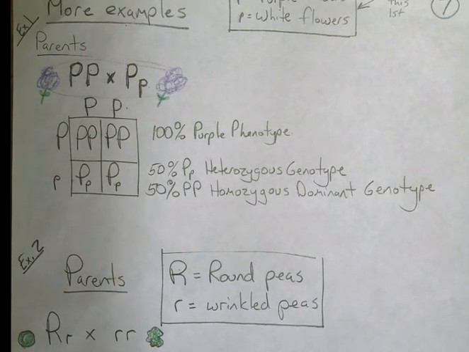Let's go ahead and try to do this cross at the bottom. Big R, little r, crossed with little r, little r, basically a round pea heterozygote with a homozygous recessive for wrinkled peas. Pause at this time, and then you'll see the answer.